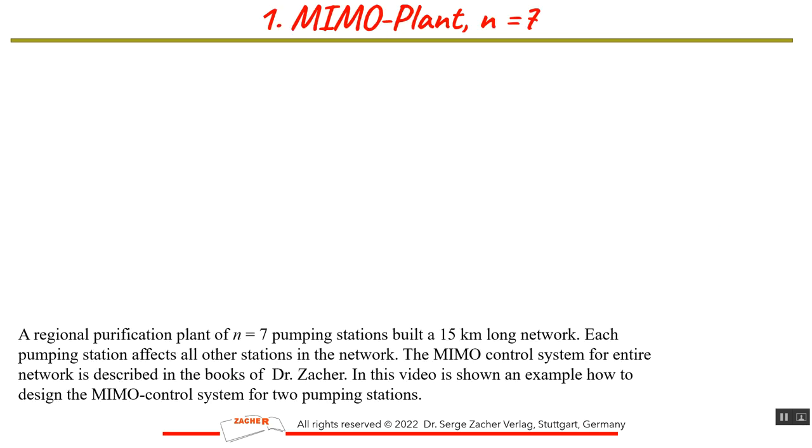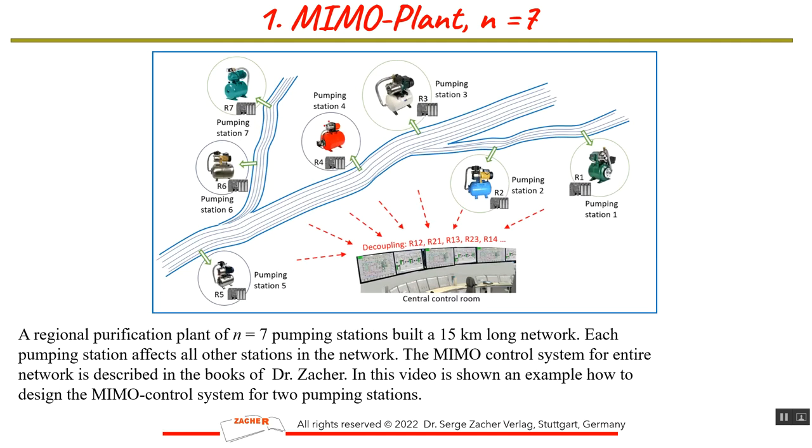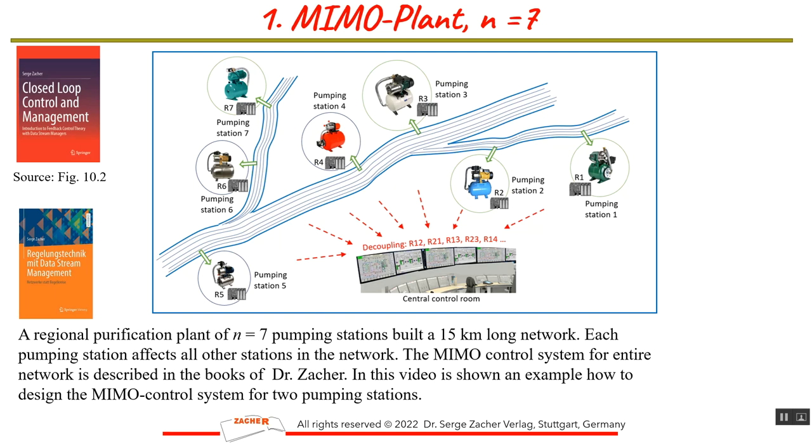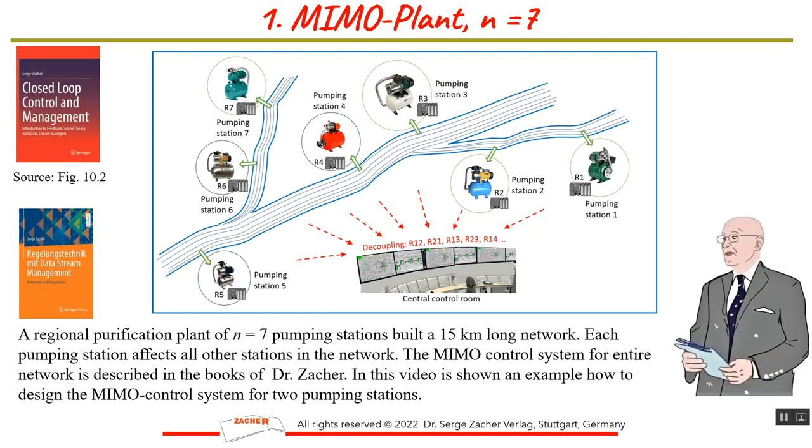Consider a regional purification plant of N equals 7 pumping stations, which build a 15 km long network. Each pumping station affects all other stations in the network. The multivariable control system for the entire network, in the following called MIMO, is described in the books of Dr. Zucker. In this video, an example is shown of how to design the MIMO control system for 2 pumping stations.